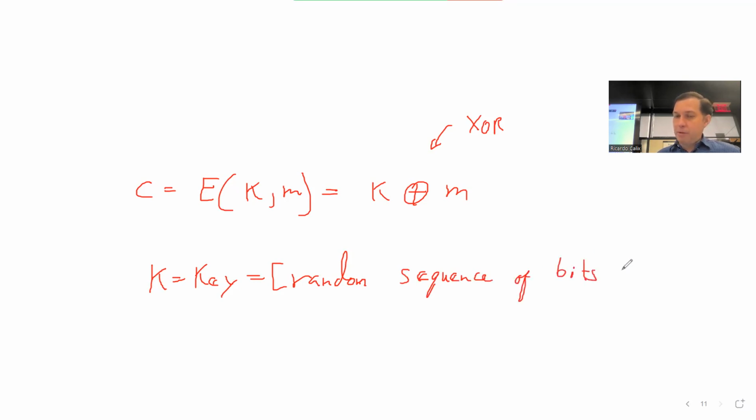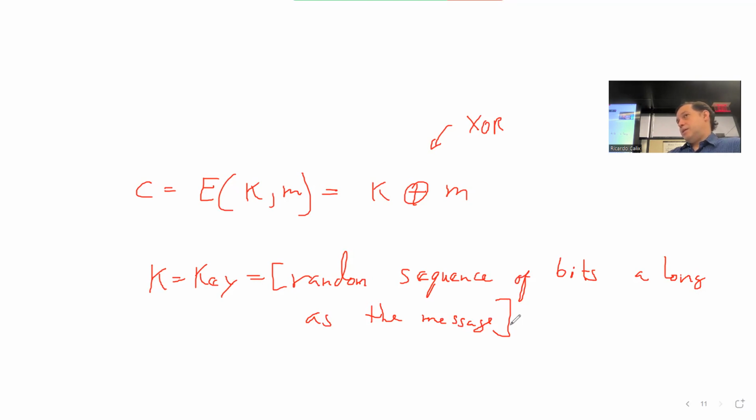And here's the problem. As long as the message. Okay, that's the one-time pad. So it's an XOR operation, but you only perform it once. And the key needs to be as long as the message. Okay.